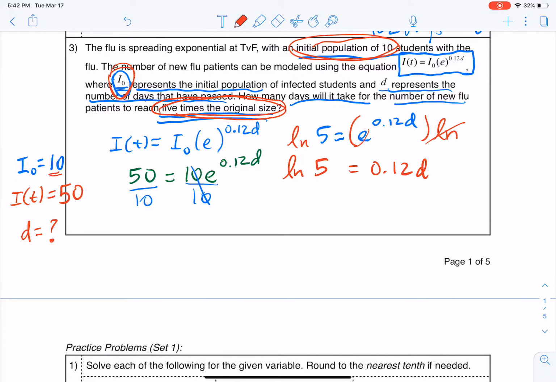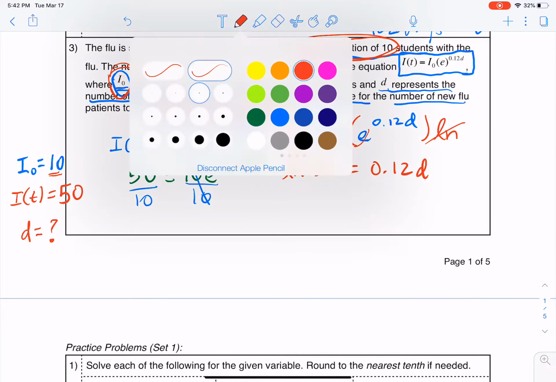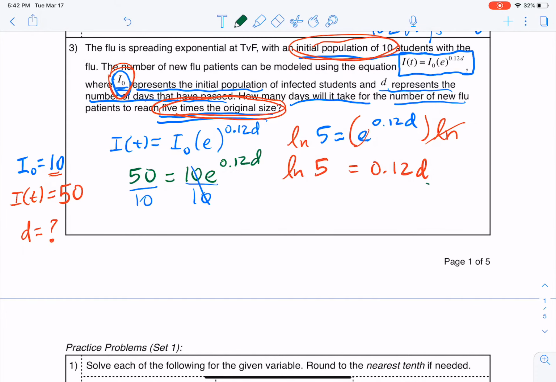Again, there's no way for me to do this without a calculator, but I'm going to hold off on the calculator for just a second, because let's just isolate d. Let's get d by itself. And so the way I would do that is I would divide both sides by 0.12. That cancels this. And then I have d equals that natural log of 5 divided by 0.12. This is what I'm going to put in my calculator. So let's move over to Desmos to do that.